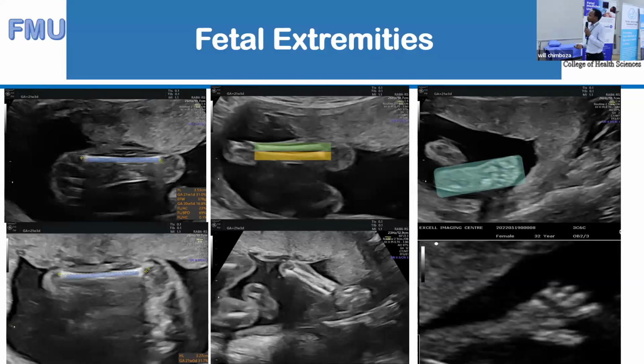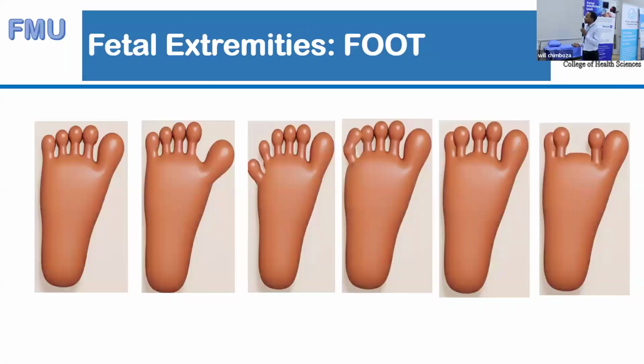Then we move on to the upper extremities, where we assess the humerus, the radius and ulna, and also the fetal hands. So in some cases, you might realize that there is absence of one of the upper limbs, or there might be amputations that can occur.